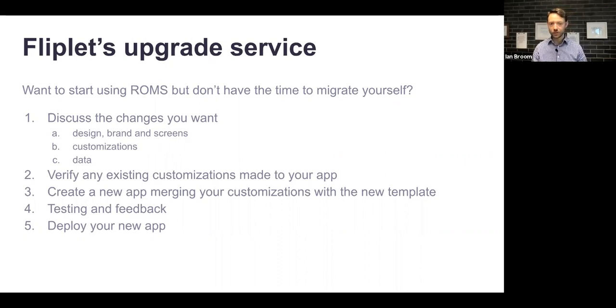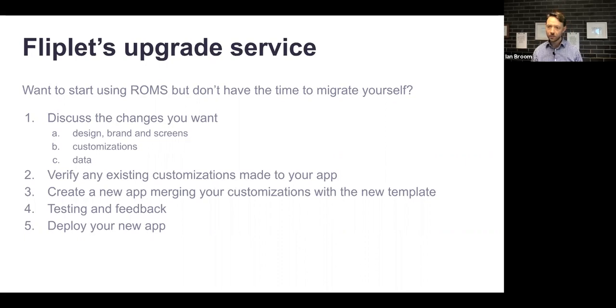So first, we're going to discuss the changes. This will include design, brand, screens, customizations, and data changes. We're then going to verify a list of the existing customizations made to your app with you to ensure that we've successfully highlighted them all. Then we're going to create a new app based on the ROMS current template, and we're going to merge your customizations in. This gives us an ability to have a completely separate app for testing and feedback with a pilot or stakeholder group. And then once we're happy, we'll then work with you to replace your existing return to office app with a new ROMS app.